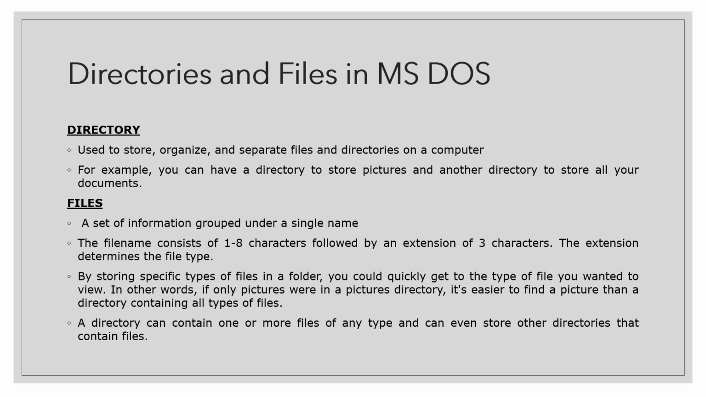What are files then? Files are like a single piece of information, and it is given a single name. Let's say there is a paragraph of textual information which has been typed and it has to be saved. So it has to be saved with a file name. In MS-DOS, the file name can be 1 to 8 characters, and then it will have an extension of 3 characters. So if it's a text file, it will be, let's say, abc.txt.